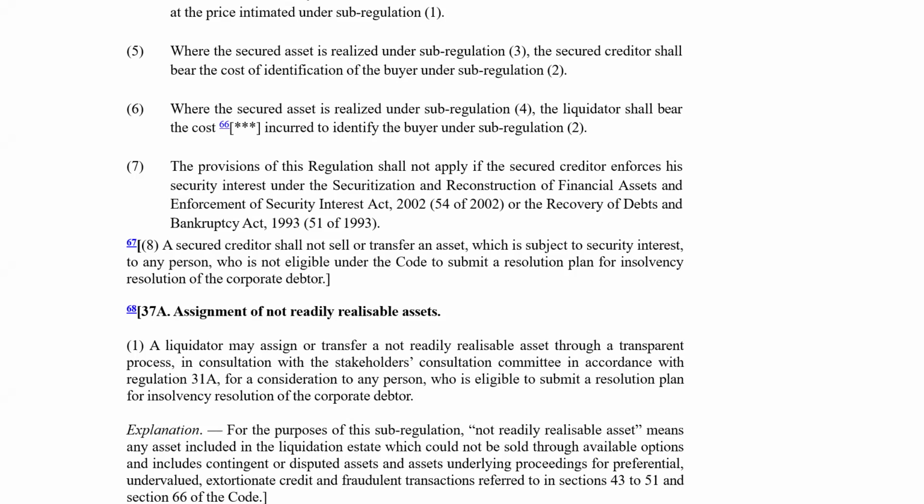So if the loan is not to a bank or financial institution, or if the loan is less than the amount which is enforceable under SARFAESI, then this will not apply. Okay. A secured creditor shall not sell or transfer an asset which is subject to security interest to any person who is not eligible. Under 29A, if not eligible, then not.